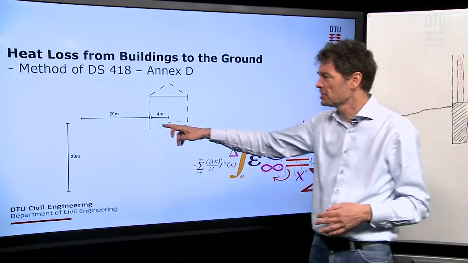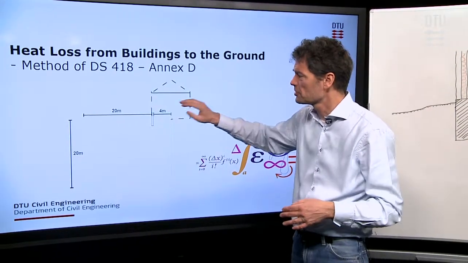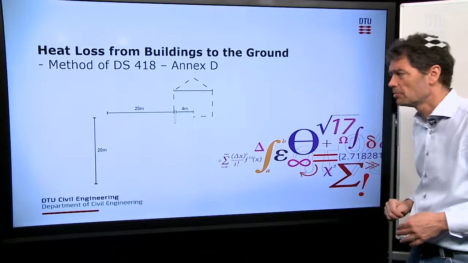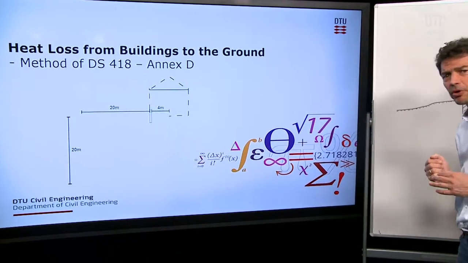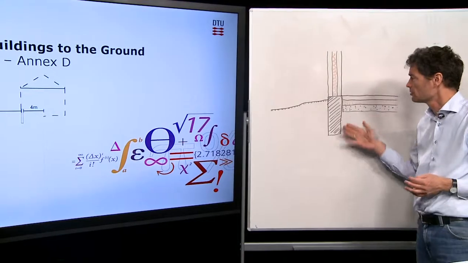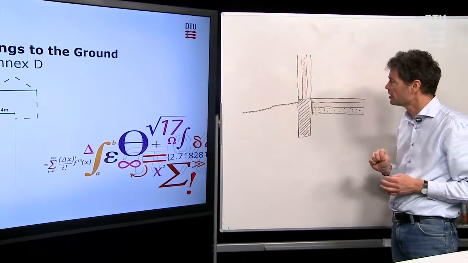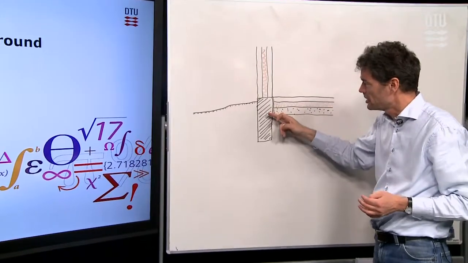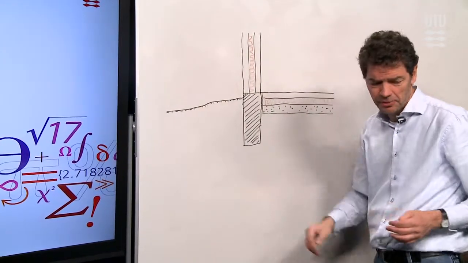So we look at the foundation under a house. We have, of course, the room, the soil below it, and then we have the outdoor air as the components. But I'll draw it a little bit more over here on the whiteboard. So here we see a zoom of that foundation with the wall, with the slab on ground floor, the foundation itself, and then the soil outside here.